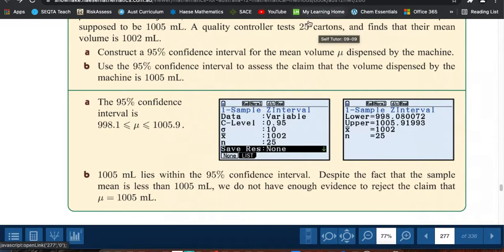If we increase the number of cartons, what do you think that will do to the width of the confidence interval? Shorten. Yeah, it will shorten it, because if we have more cartons in there, then we are going to be more confident that we've got the real mean. So by increasing the number of cartons, we'll make the confidence interval shorter. If we have less, it's going to be wider.